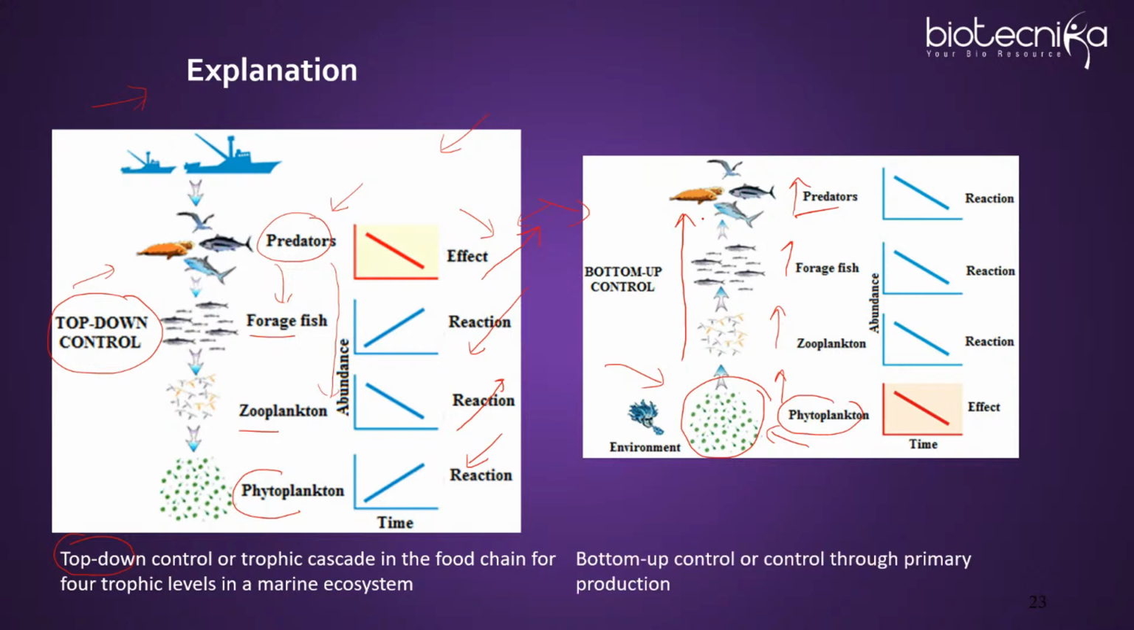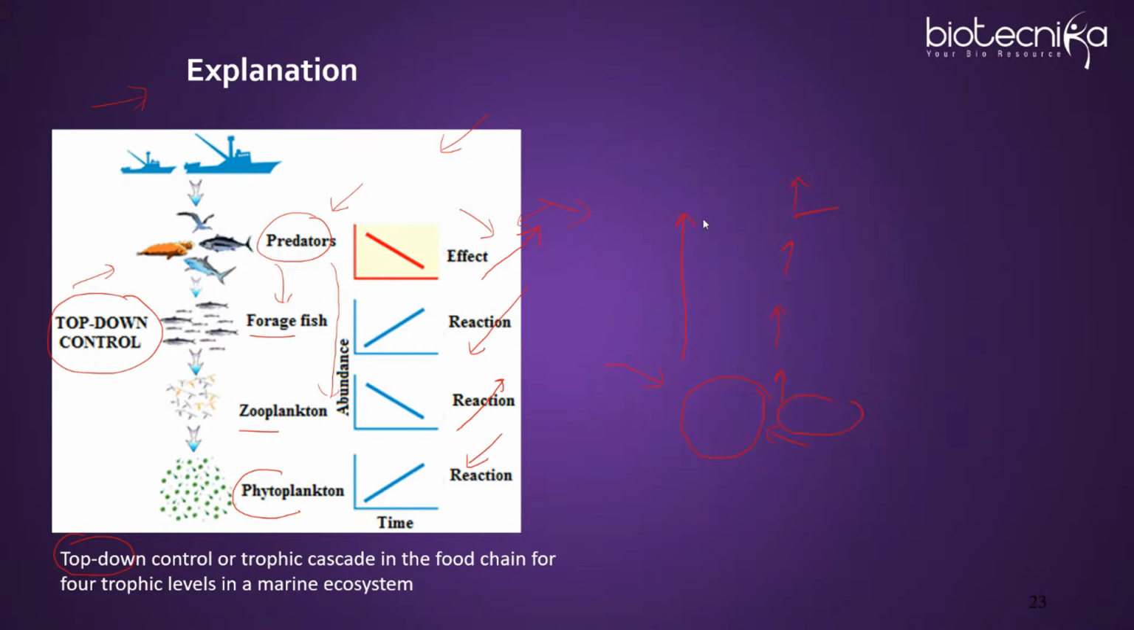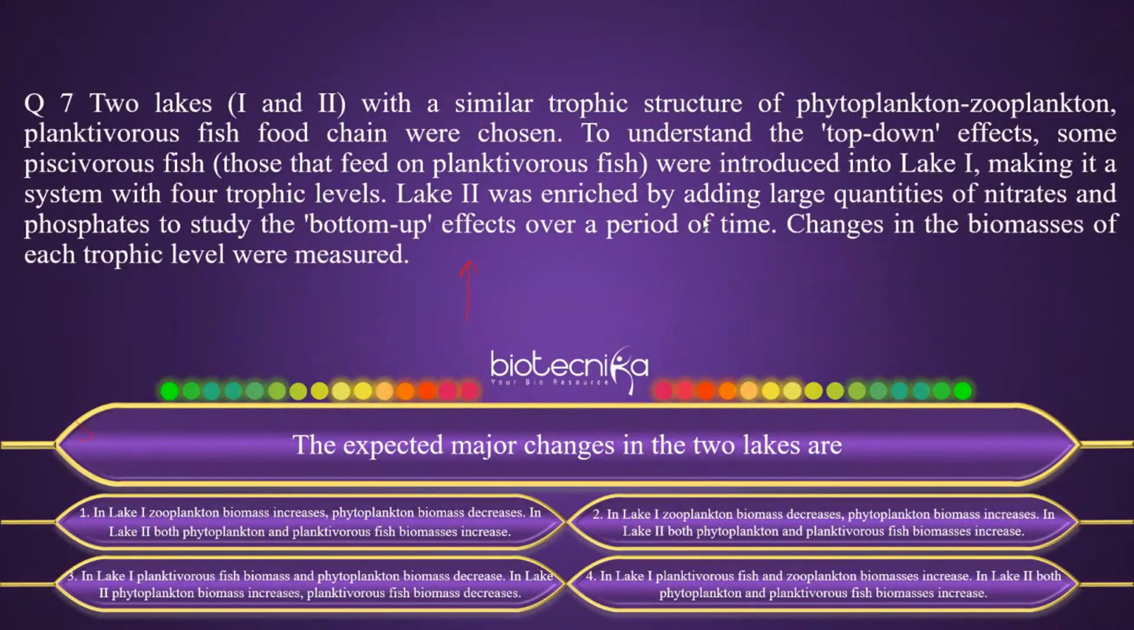Are we clear with this? Okay. So now if I go back and show you the question, it has been asked that in one case, piscivorous fishes have been introduced into lake 1, whereas in lake 2, nutrients have been added. So you have to check what effects could be seen at the other trophic levels.